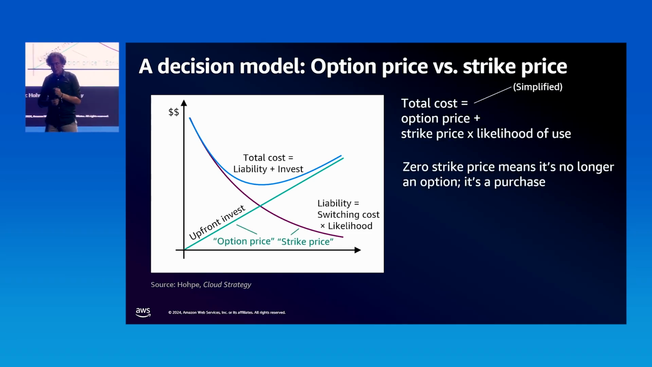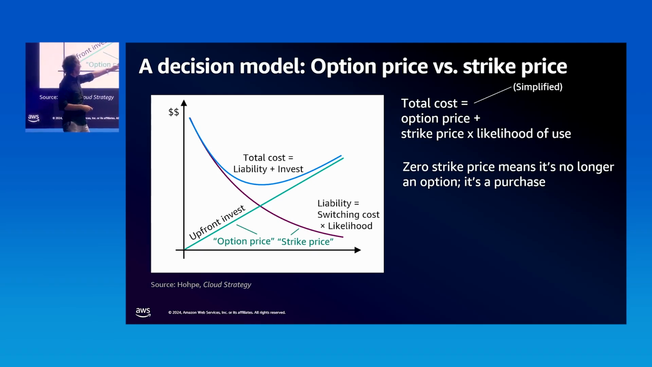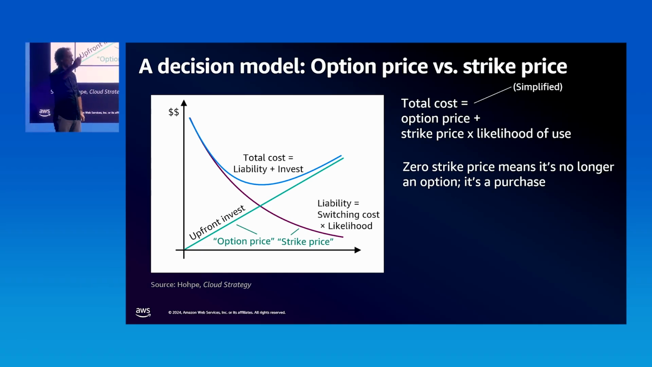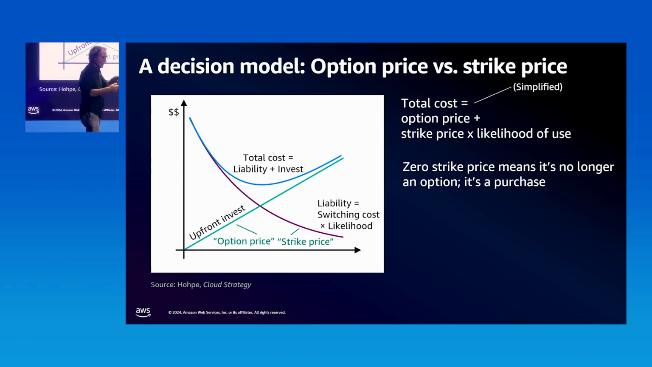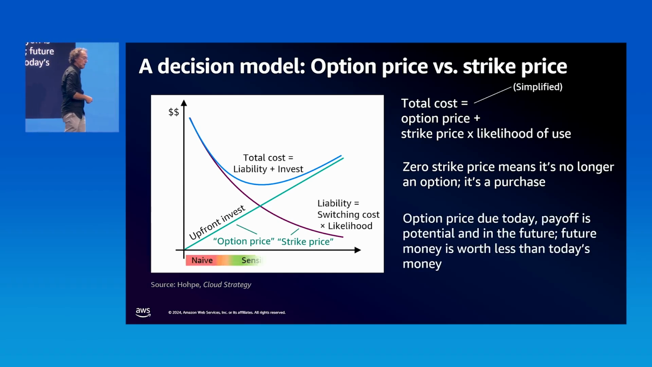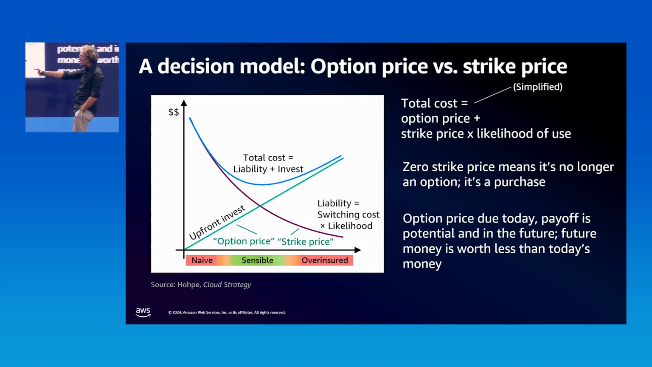And financial services folks will know this extremely well. This is the price you pay for the option, and this is the strike price that you pay when you exercise the option, when you actually move. So you translated this mysterium of lock-in into a very rational financial model where you can now have a discussion about, of course, let's not be naive, right? Let's not paint ourselves in a corner, but also don't be overinsured, right? There is somewhere a middle ground here, and that is where you want to be.